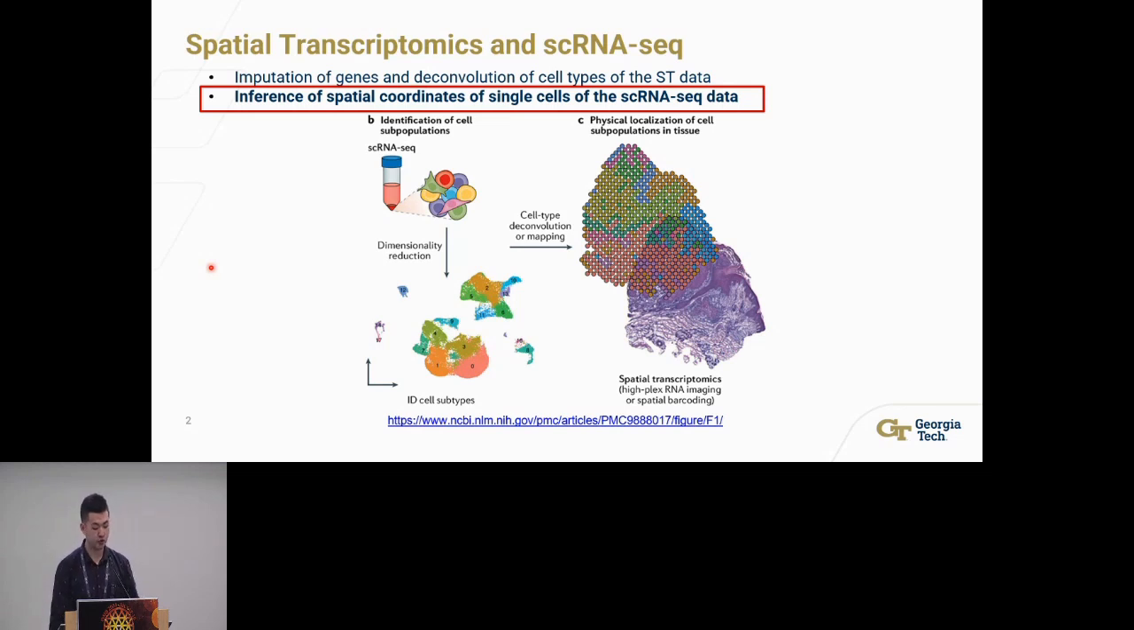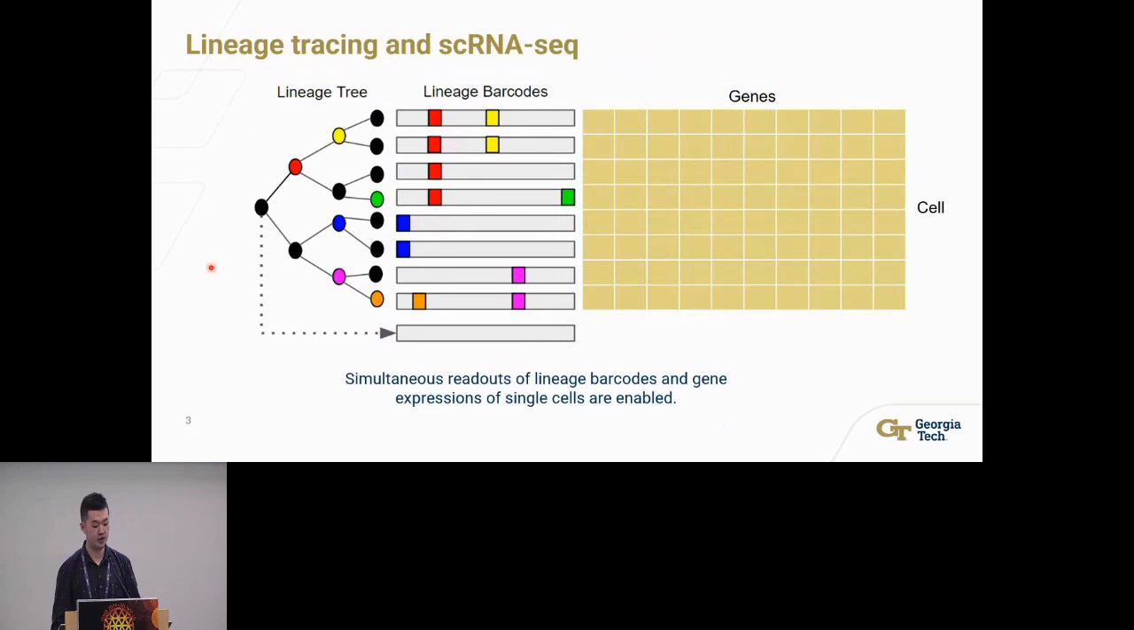So in order to obtain temporal information for the single cells, we refer to lineage tracing technologies. Recently developed CRISPR-Cas9-based lineage tracing technologies have allowed us to sequence the lineage barcodes and single-cell RNA-seq data at the same time. So briefly, let me talk about how this experiment works.